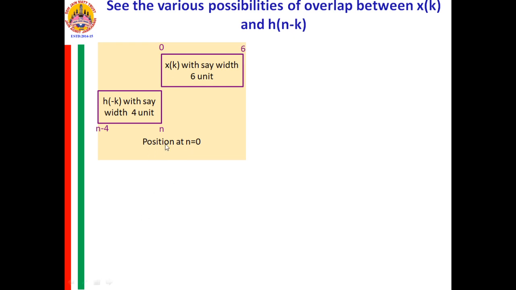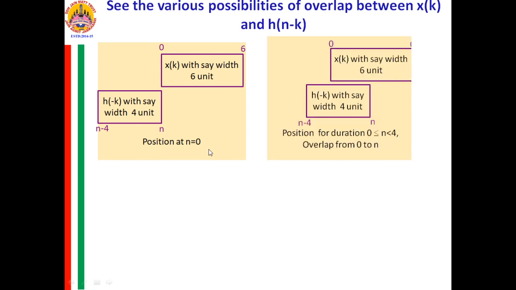Now if we go on shifting this to the right side, this will move like this towards the right side, and you observe that x[k] and h[n minus k], these two overlap. How do they overlap? They always overlap for the duration from 0 up to n, and the product will exist from 0 to n. So h[minus k] I am shifting to the right side. After shifting it will become h[n minus k]. This block I am just moving for understanding purposes.